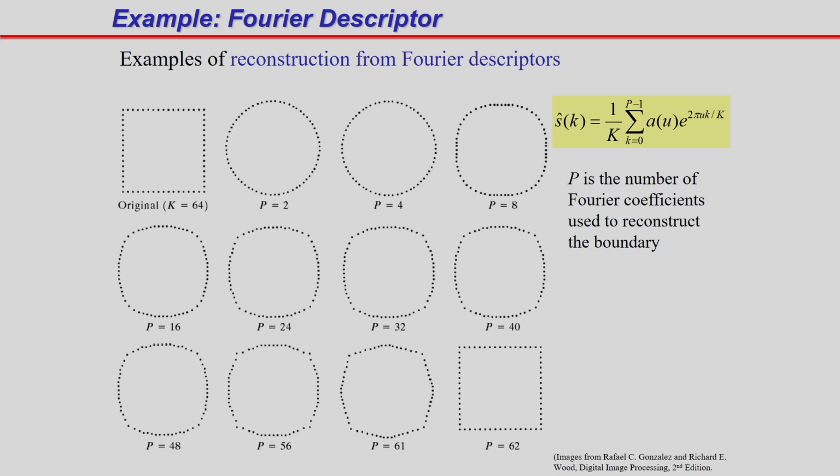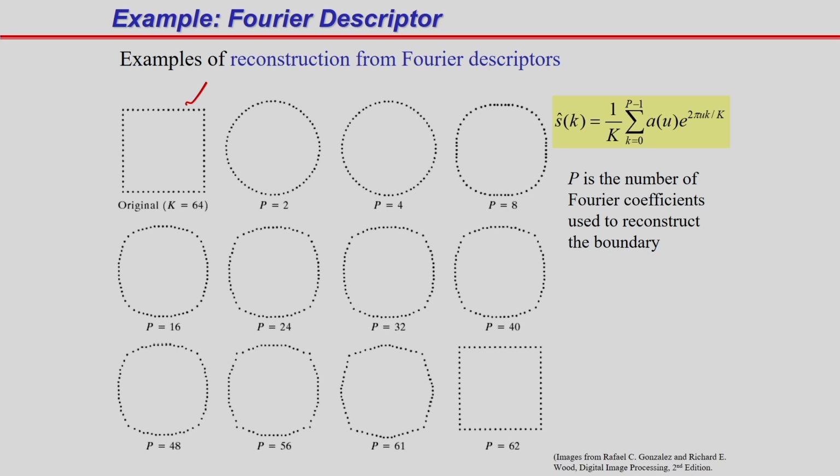In this example, I have shown one boundary. You can see the original boundary I am considering is a square boundary. I want to reconstruct this boundary from the Fourier coefficients. The original boundary has 64 points, K equal to 64. So 64 points are available, and by applying the inverse Fourier transform principle, I want to reconstruct the original boundary.